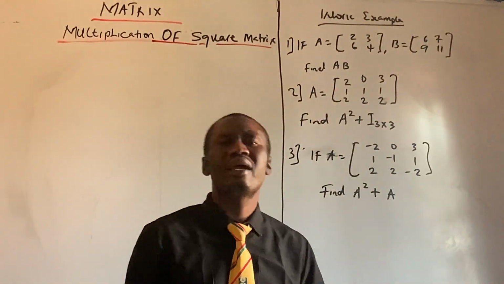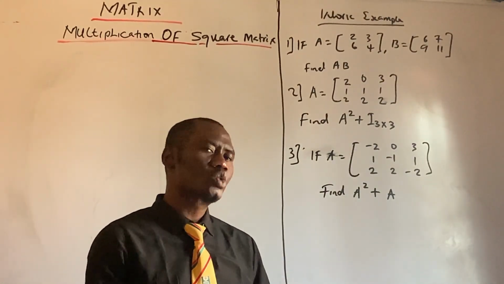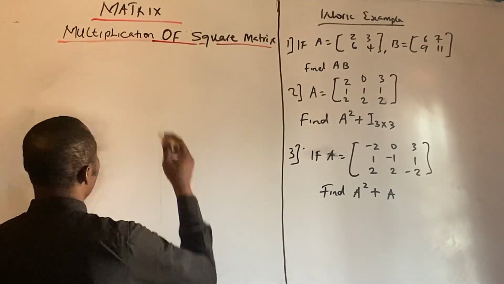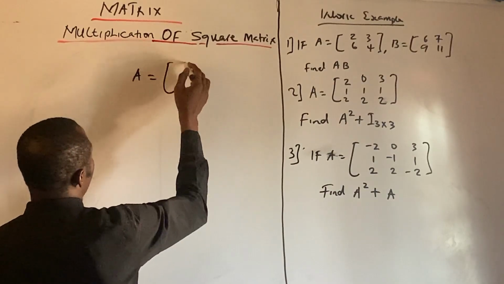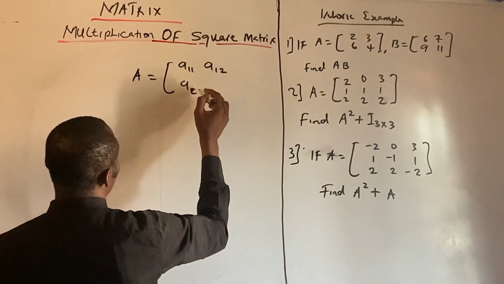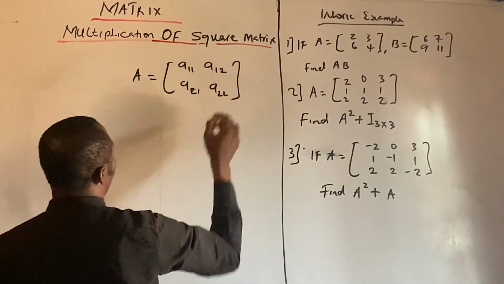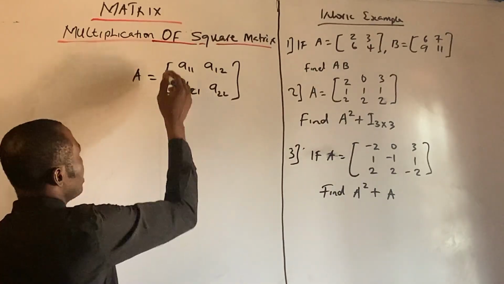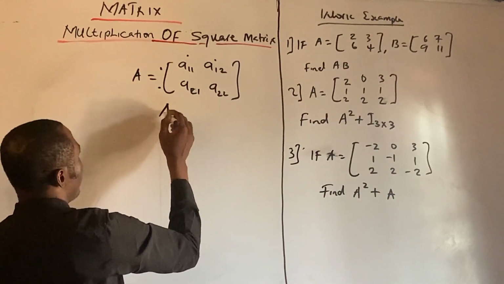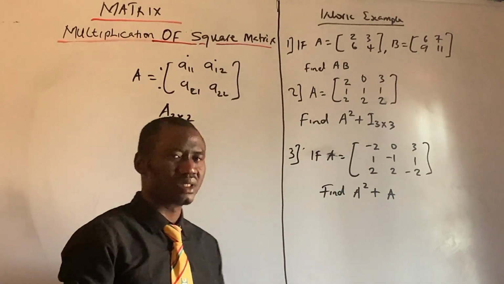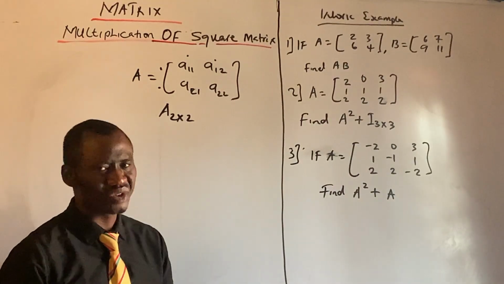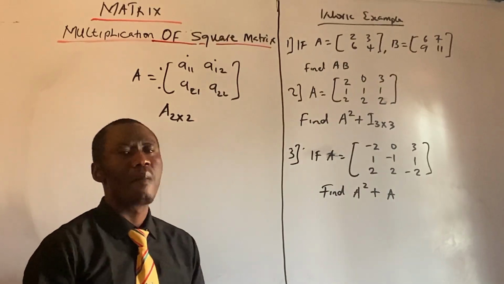In this video, we want to learn how to multiply square matrices. A square matrix is different from a non-square matrix. For instance, a square matrix, let's say matrix A, has A11, A12, A21, A22. Now, this matrix has two rows and two columns, so this A is a 2 by 2 matrix. When the row and the column of the matrix have the same size, it is known as a square matrix.